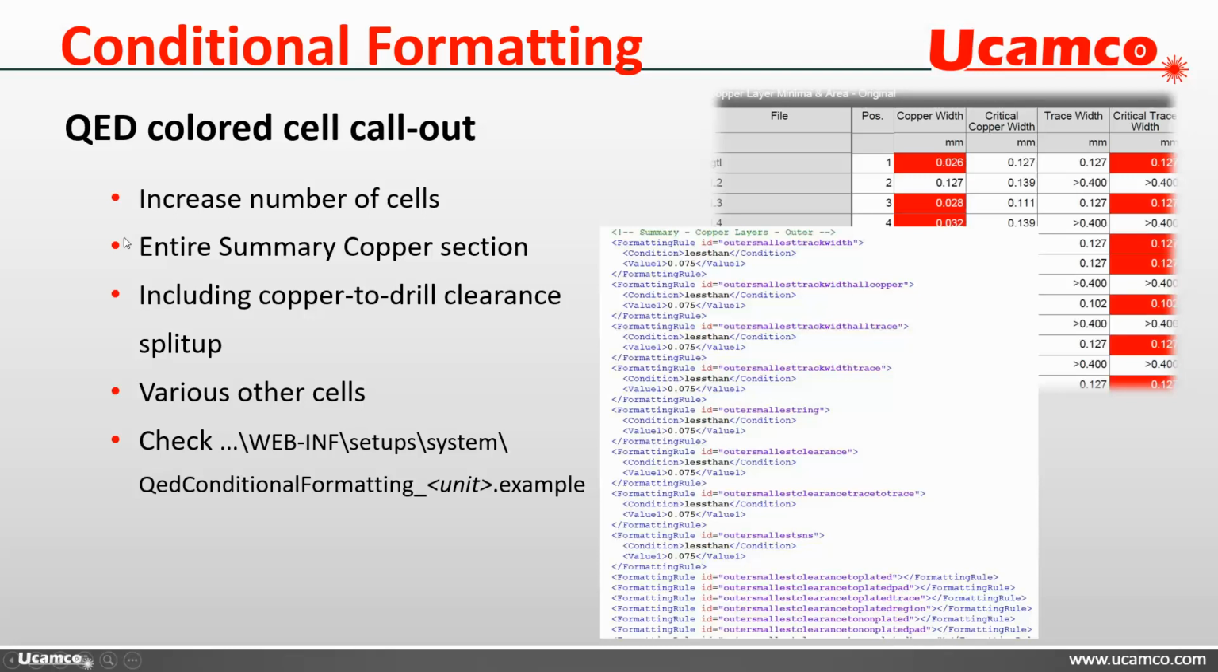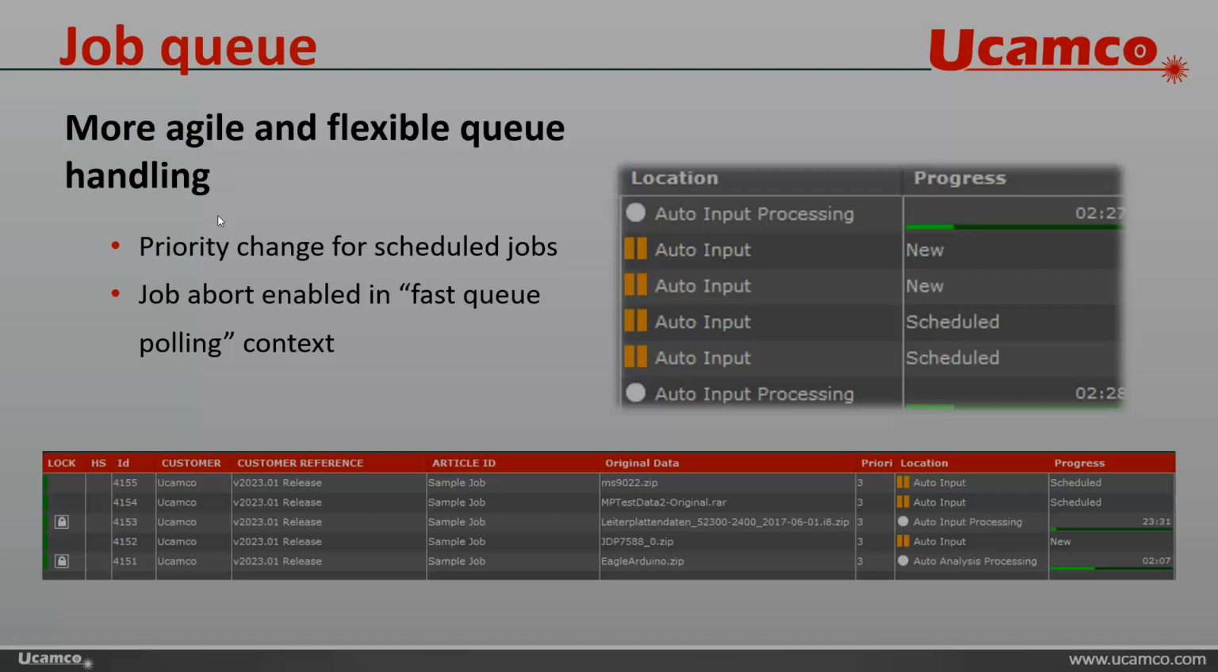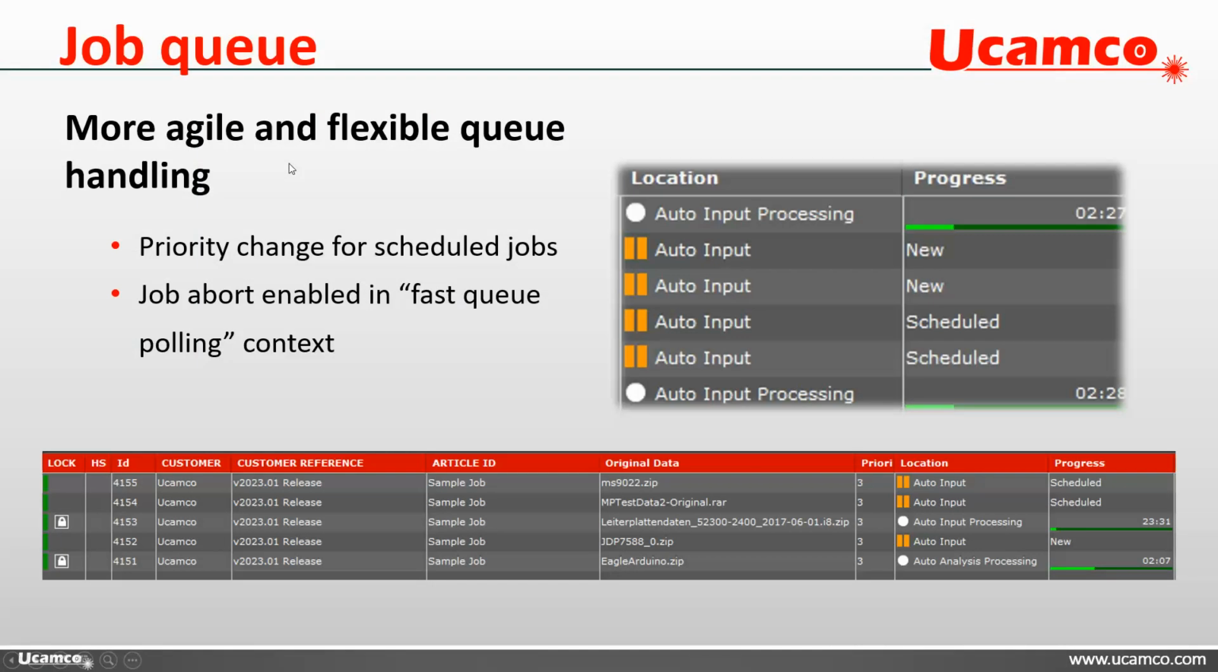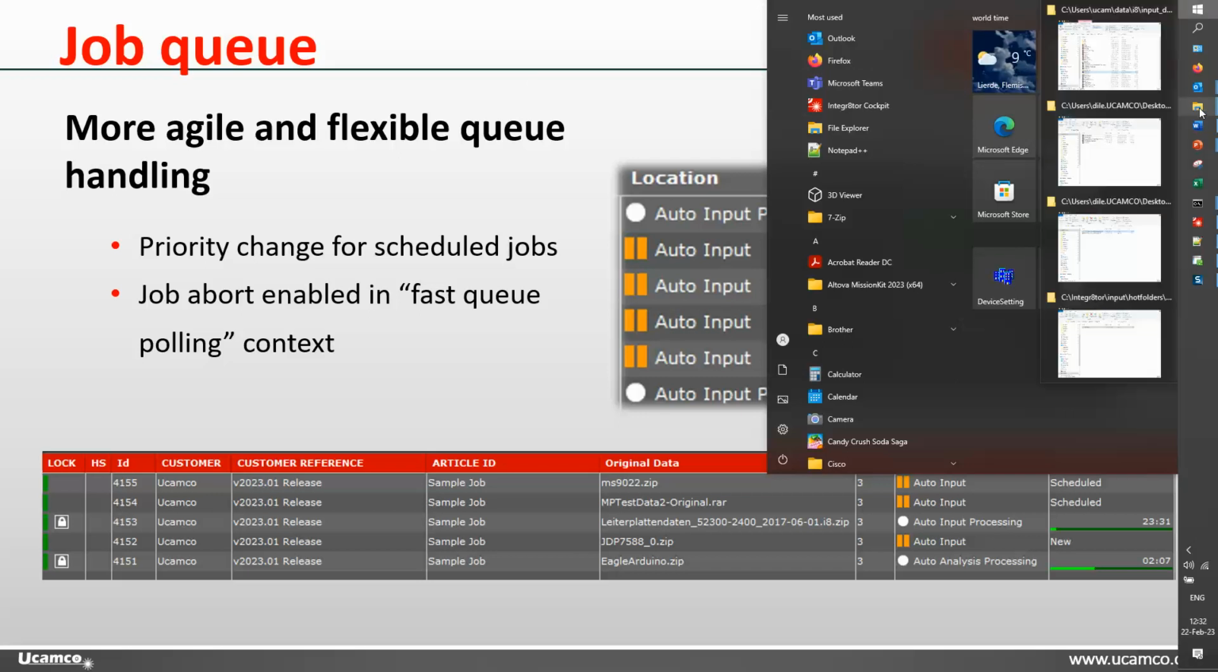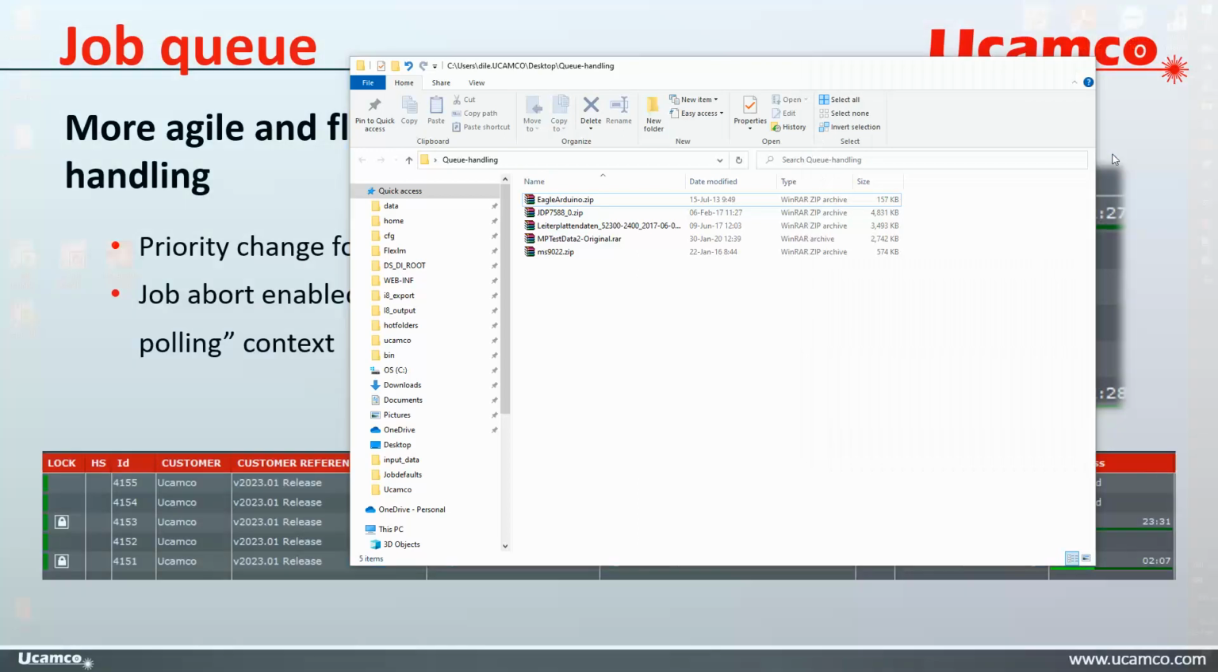So that was our conditional formatting. Next on our list was the job queue. Oh yes, the job queue has been extended with a number of nice possibilities. One of them is, and maybe therefore I can return to the actual hands-on part. I think I have, right.